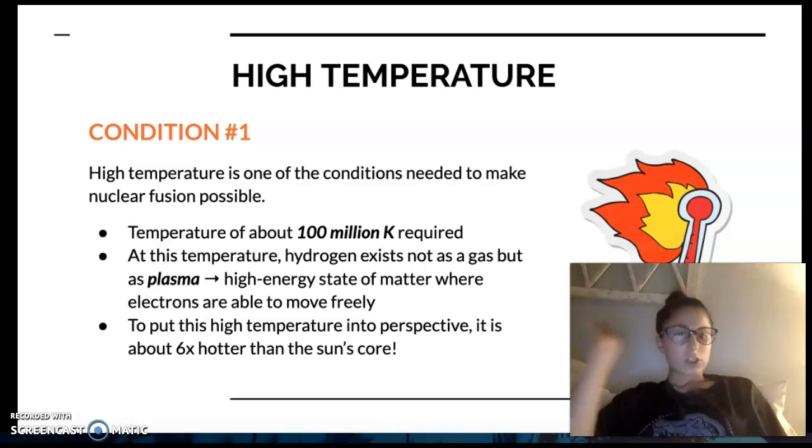And when hydrogen is in a plasma form, it's in a high energy state of matter and electrons are able to move about freely. And to put this kind of temperature into perspective, it's 6 times hotter than the sun's core, so you can imagine how hot the temperature must be for this reaction to occur.